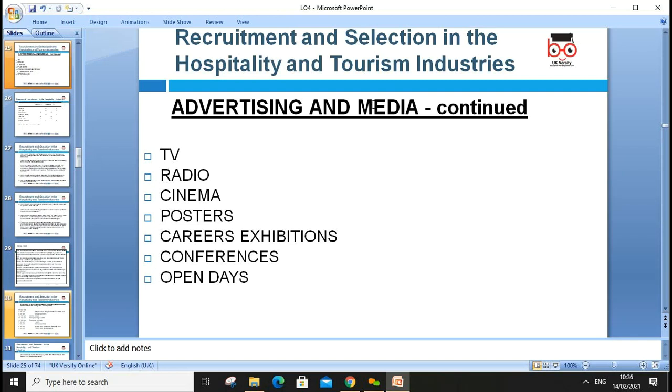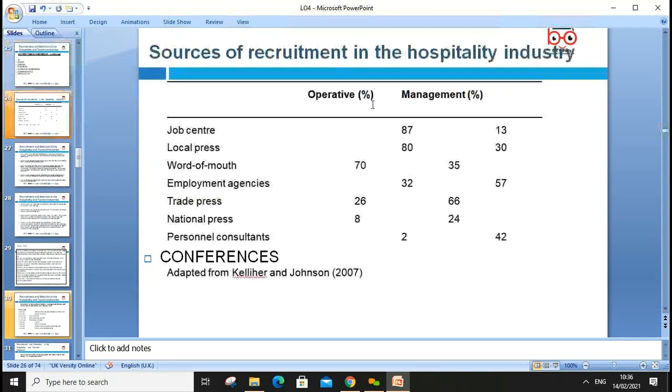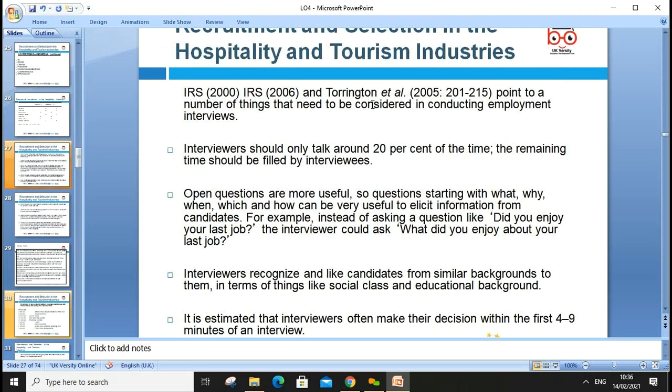at advertising and media. That's crucial, we can advertise there as well, and we can look at TV, radio, cinema, posters, and various others. Then, on the basis of customer recruitment and hospitality, we can look at the job center. Is it operative or is it management? Is it local press or word of mouth? Is it employment agencies, trade press, national press, or personnel consultants?